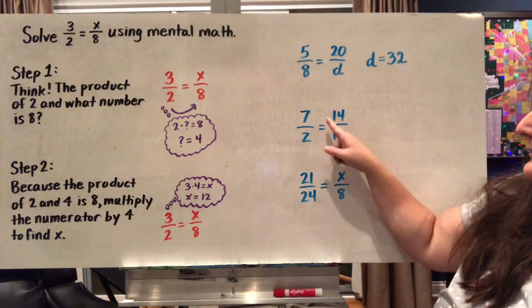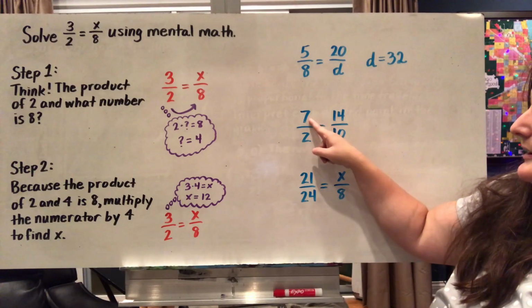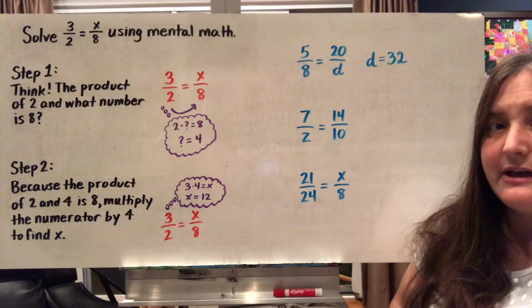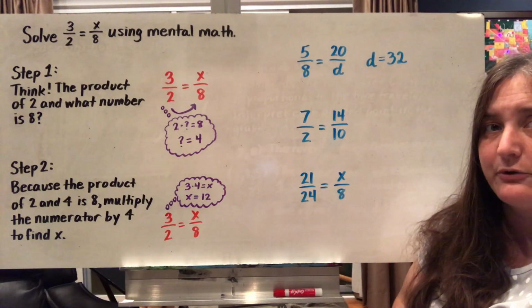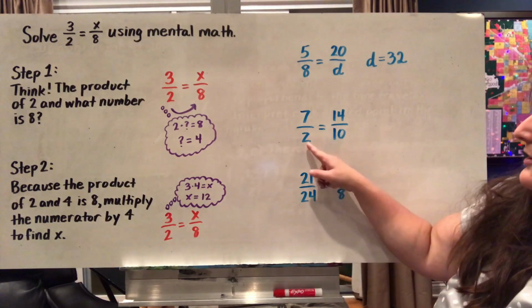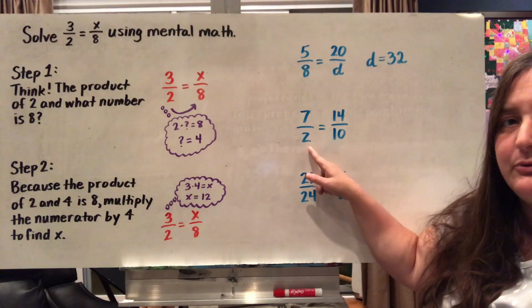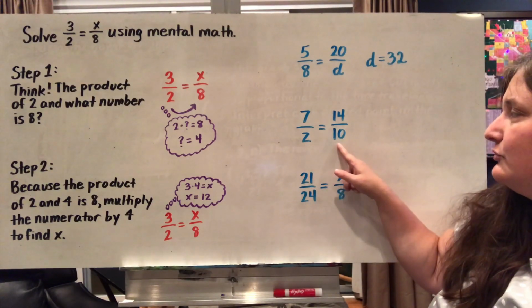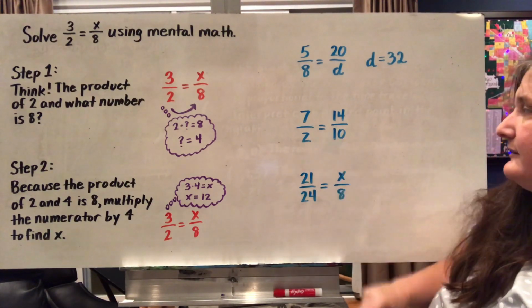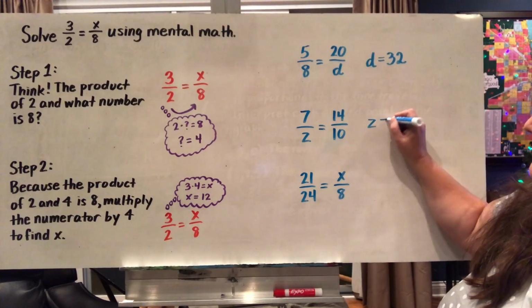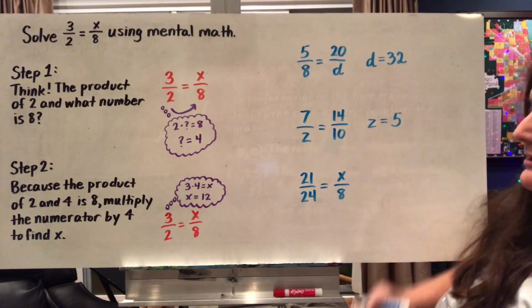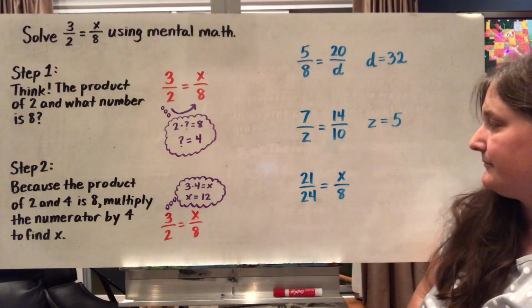On this one, my completed one is up here on top. 7 to 14. 7 times 2 will give me 14. Now here I have a Z and I end up with 10. So it was times 2. What times 2 gives me 10? Z has to be a value of 5. 5 times 2 would get us to 10.